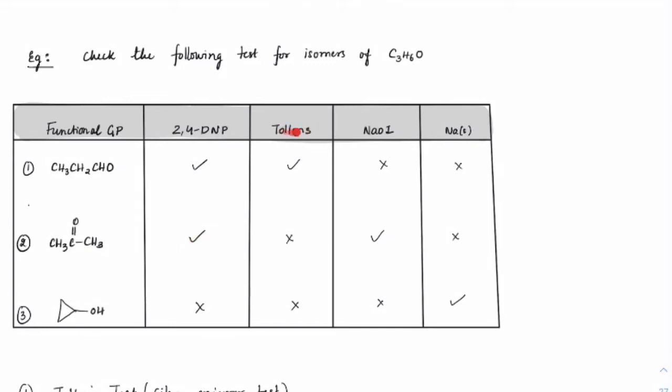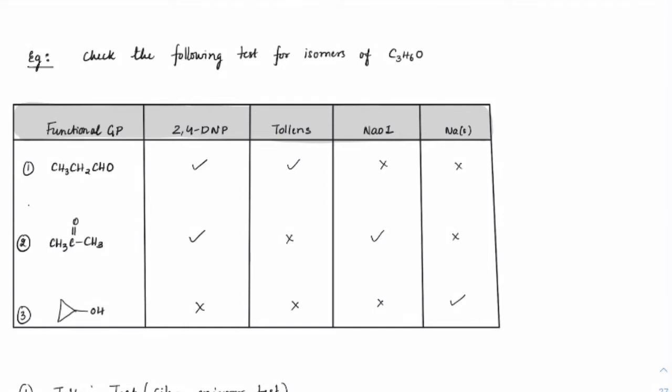With Tollens test, only aldehydes would be detected. So Tollens is better for this, not for ketones, not for alcohols. NaOI, iodoform: iodoform is only positive when you have a methyl aldehyde or ketone. So this will be detected, these two won't be detected. With sodium metal, we need to have a protic hydrogen, so these two won't be detected, this will be detected. Like that, you got to know what will be used to distinguish the different functional groups.